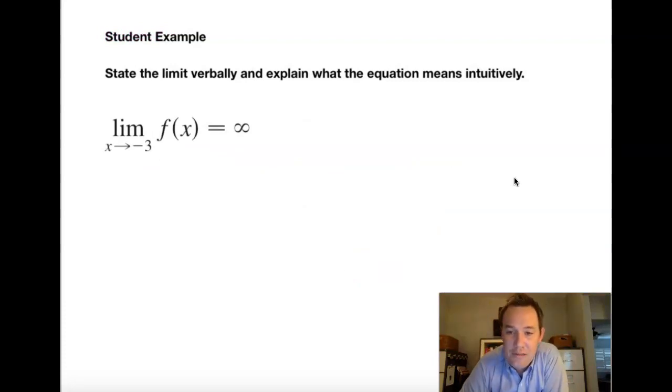All right, this one's a little interesting, a little challenge, but I think you guys can maybe get an intuition for this. So state the limit verbally and explain what the equation means intuitively. And if you are struggling with it, we will go over it in class next time, but go ahead and at least give me a verbal statement of what it means. Pause it here. If you can, try and kind of sketch a graph that would satisfy this.